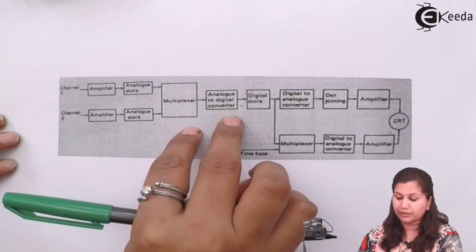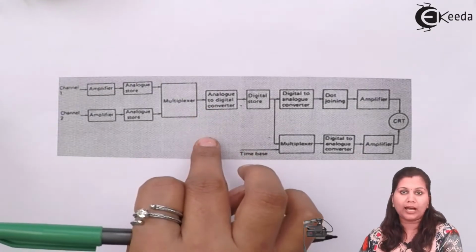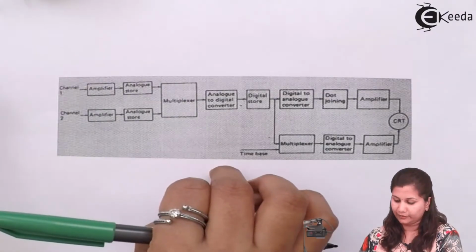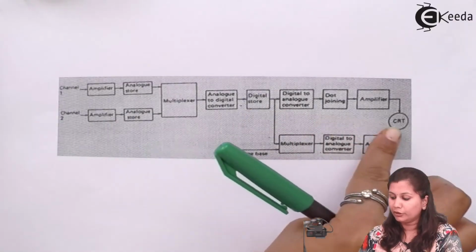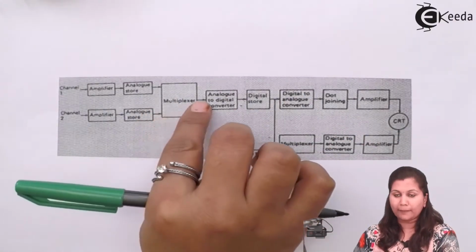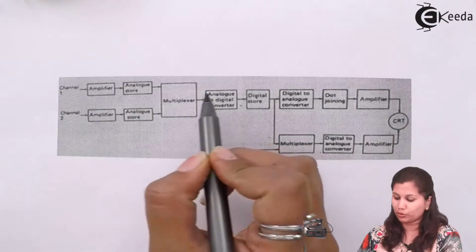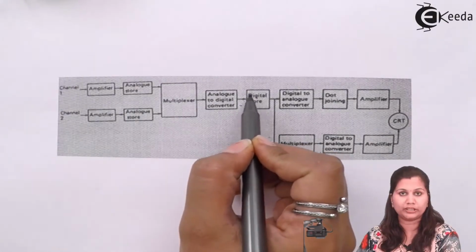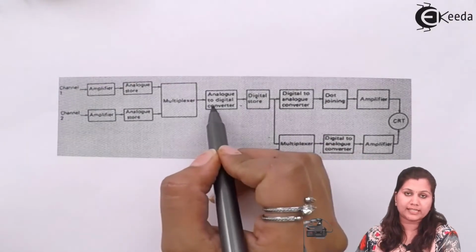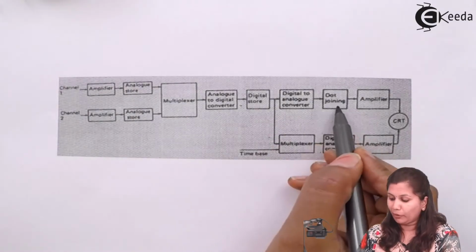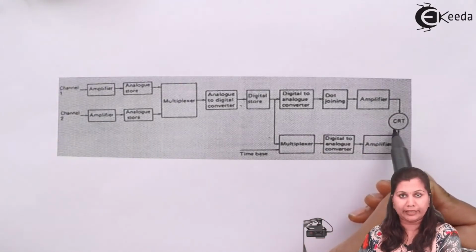So this reduces the problem that if we increase the sampling rate, the resolution of the analog to digital converter decreases. Here we are using a multiplexer, so whatever signal we want to give to the CRT will be chosen by this multiplexer. After this, we have a digital store. After the conversion, the digital signal will be stored in the digital store. Then we have a digital to analog converter, which converts this signal again into analog form with the help of this dot joining process. Then this signal will be amplified and given to the vertical deflection plates.